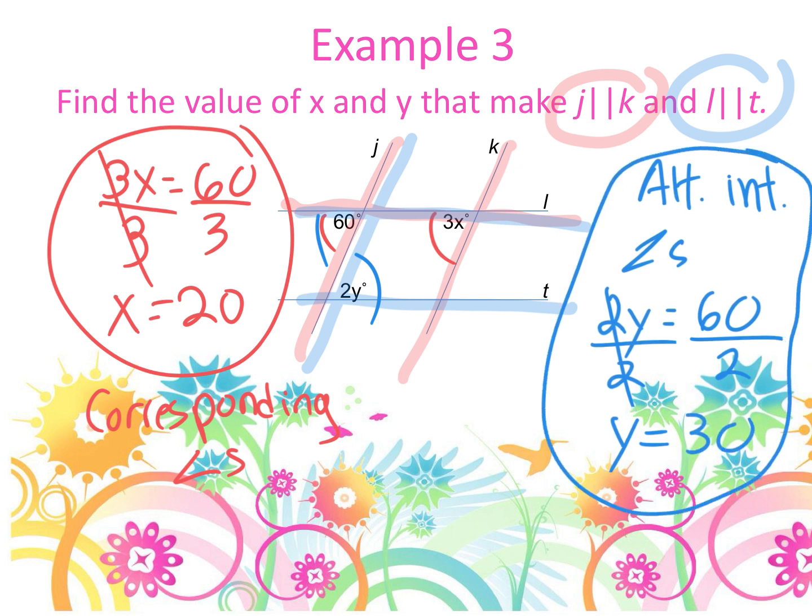Now, because y is equal to 30, 30 times 2 is 60. Those are congruent. So we can say that those are alternate interior angles. And since alternate interior angles are congruent, those two lines are parallel.